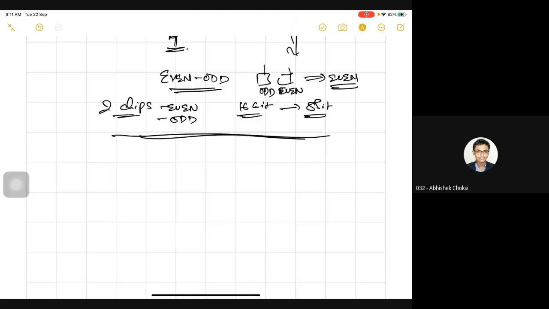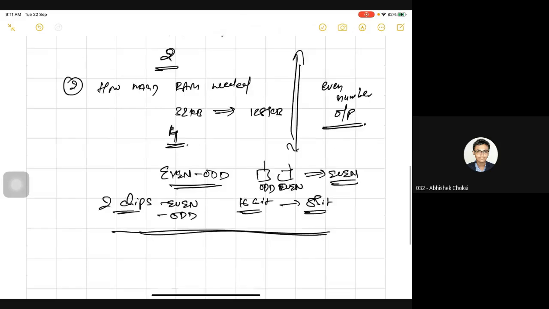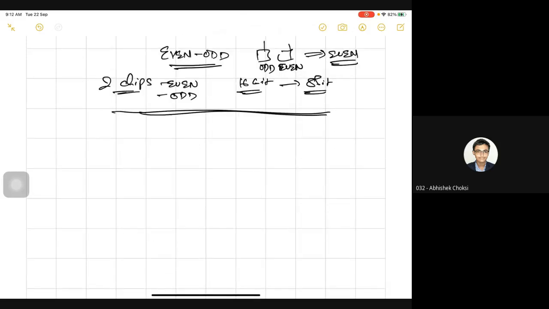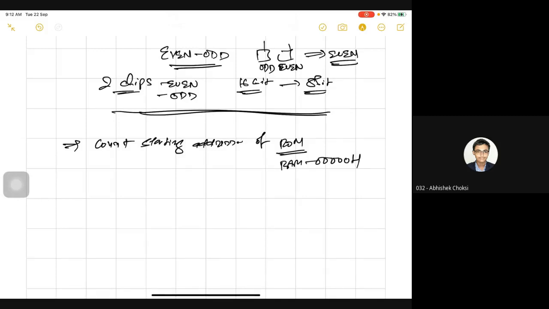So this is the first step. What is the first step? You need to count how many ROMs are needed, how many RAMs are needed. Now the next step: you need to find the starting address of ROM. We already know the starting address of RAM. It is always 00000h. But ROM will be stored in the bottom part, so we need to find out the starting address of ROM. That is our next step.